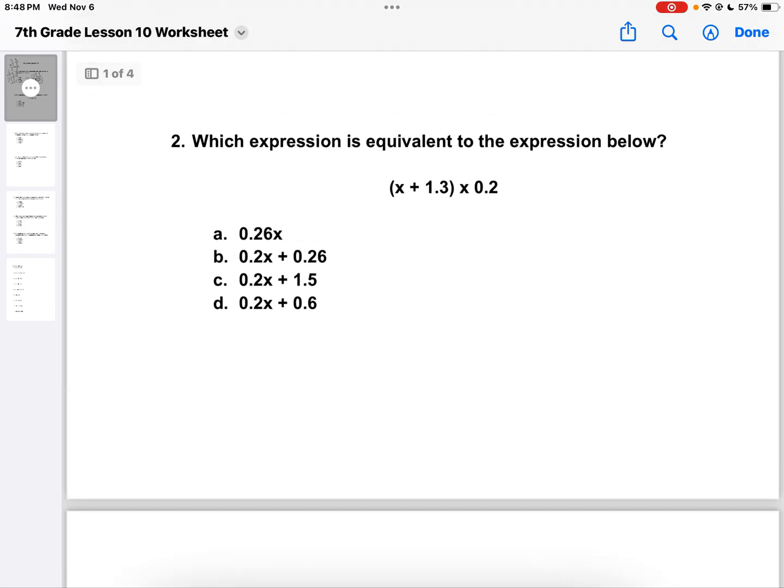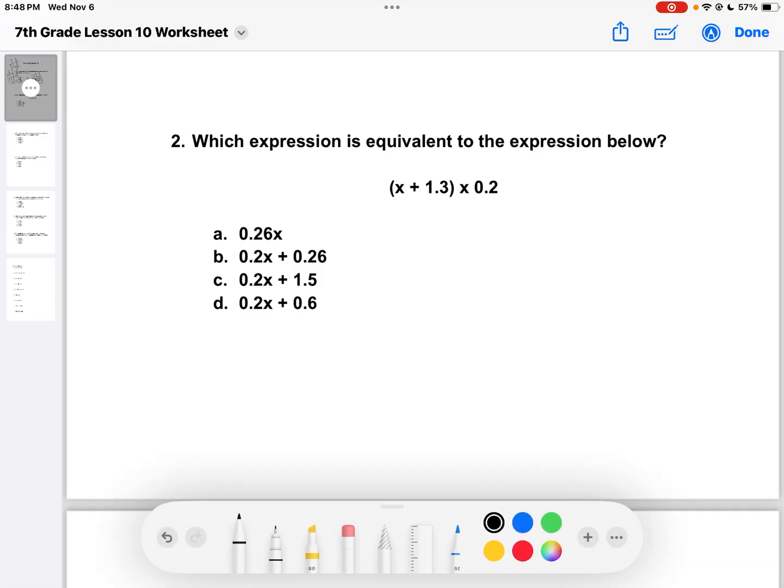Number 2, which expression is equivalent to the expression below? X plus 1.3 times 0.2. So since these two are in parentheses, we need to add them first. But since we can't add them, we could just distribute 0.2 to both of them instead.